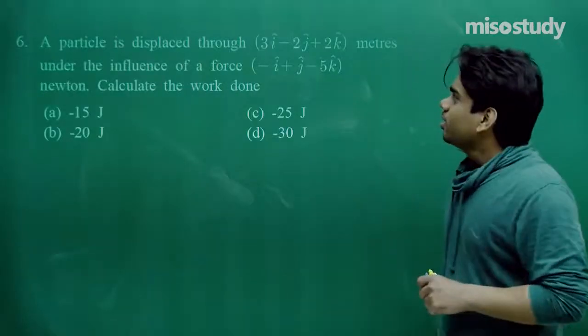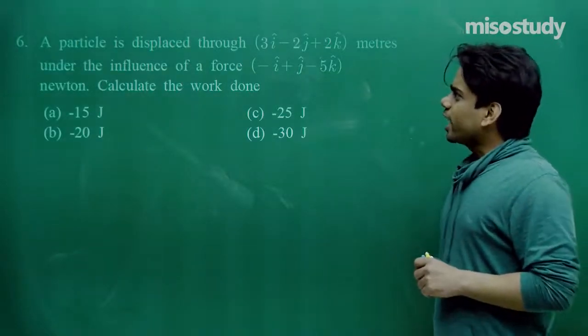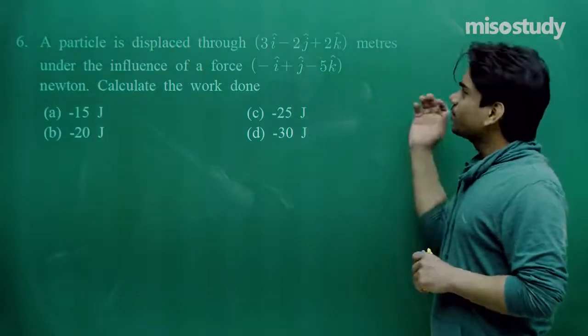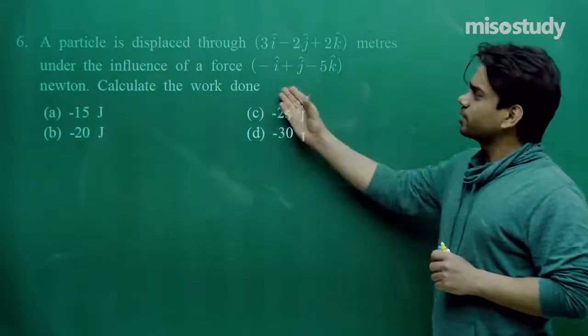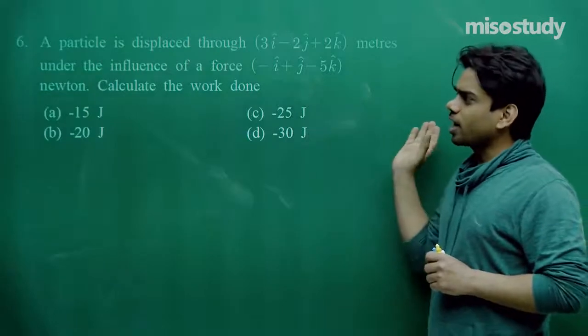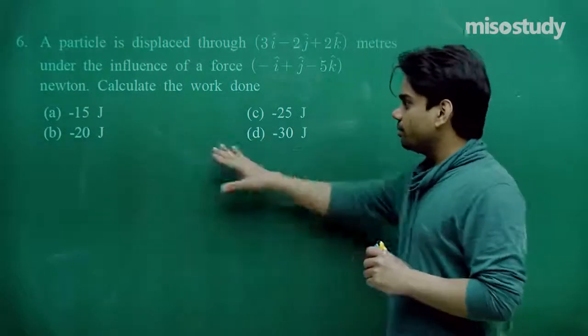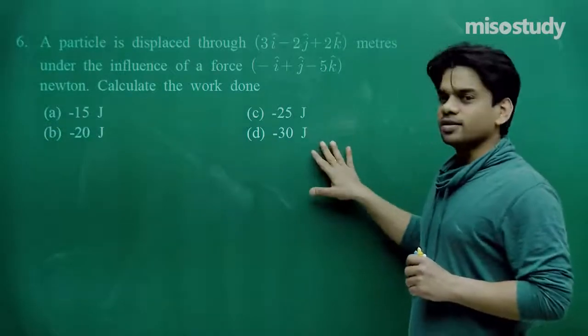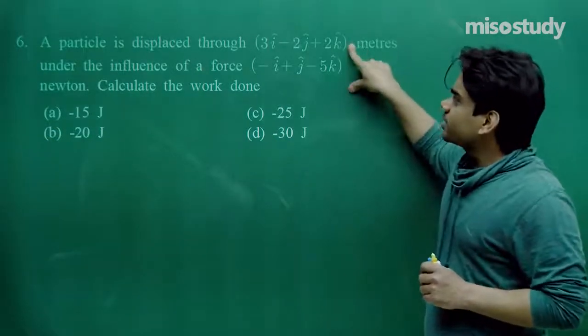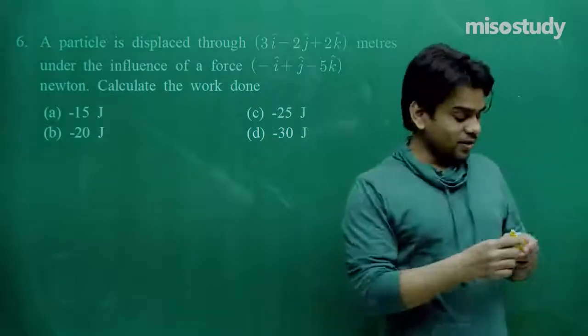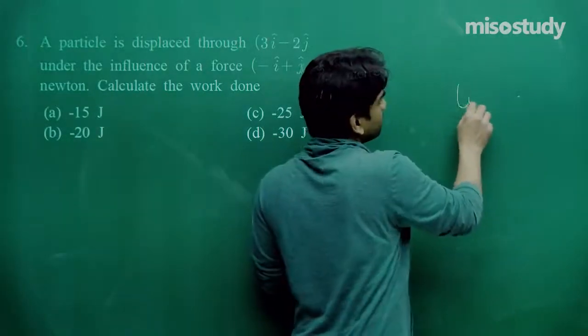6.1. A particle is displaced through 3i cap minus 2j cap plus 2k cap meters under the influence of a force minus i cap plus j cap minus 5k cap Newton. Calculate the work done. A minus 15, B minus 20, C minus 25, D minus 30. Displacement is given, force is given. Easily we can solve it, not a big problem.